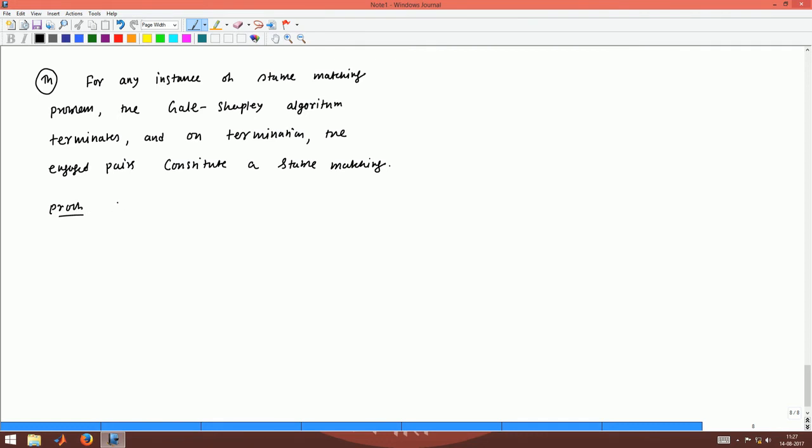Okay, so there is some observation to make here. We will just give the outline of the proof. It is not that we are giving the complete proof. So, first thing is that each iteration involves one proposal. If you have seen the previous example, we had 6 iterations, and each iteration involves one proposal.